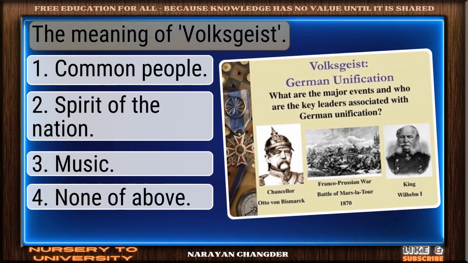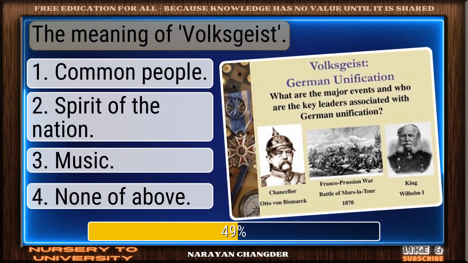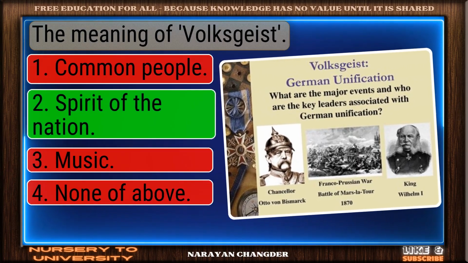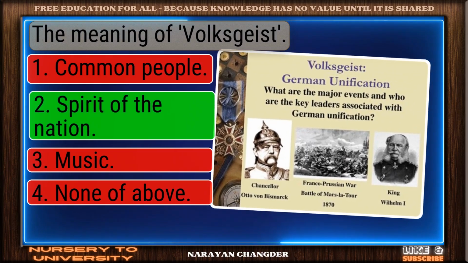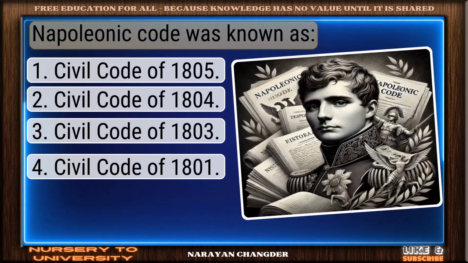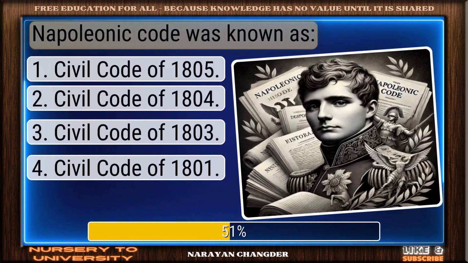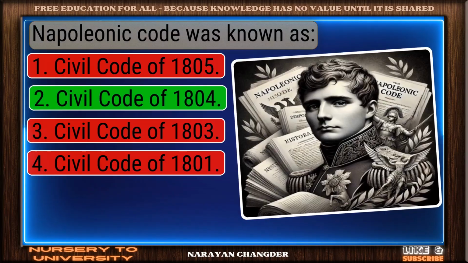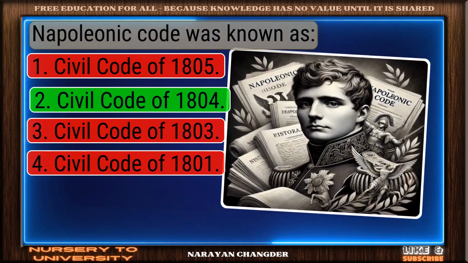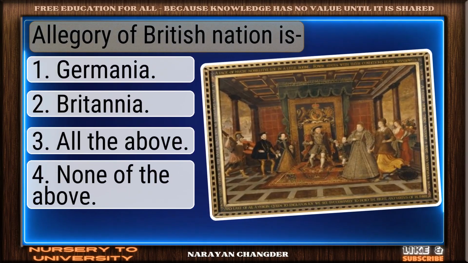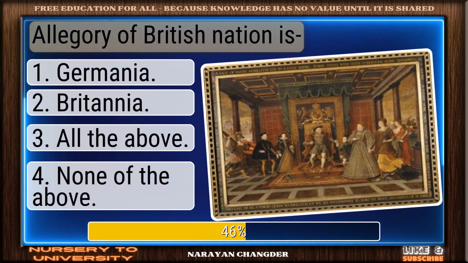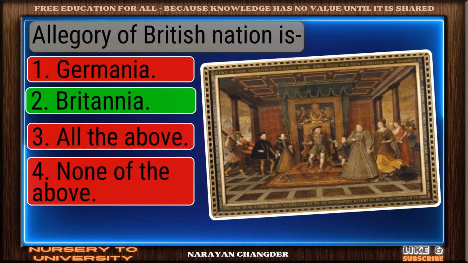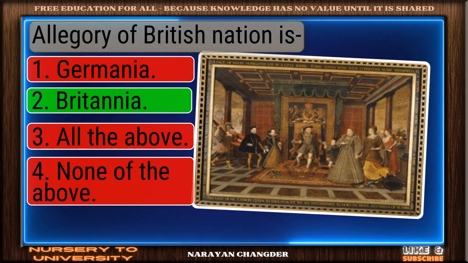The meaning of Volksgeist. Right choice. Spirit of the nation is best. Napoleonic Code was known as. On track. Civil Code of 1804 is correct. Allegory of British nation is. You got it. Britannia fits.